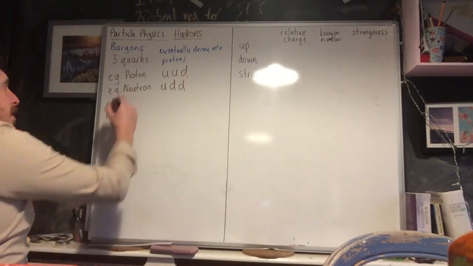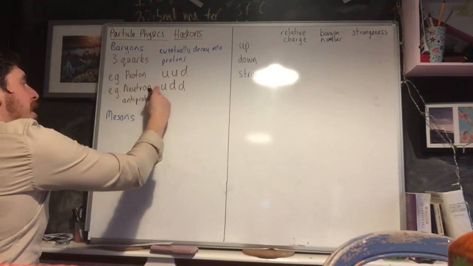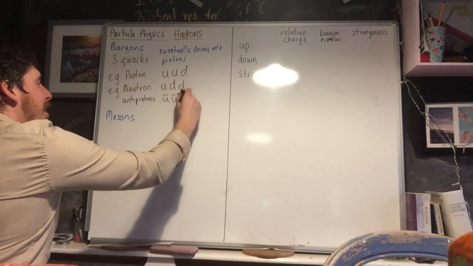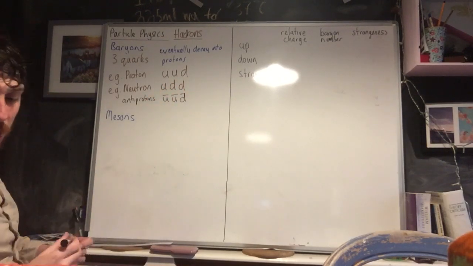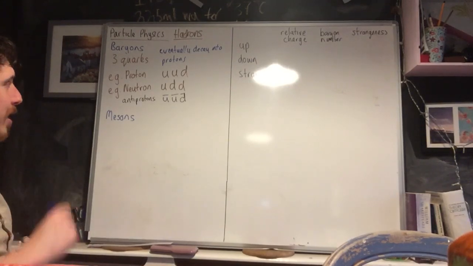You do also get antiprotons, and all it is is the opposite quarks. So you'd have an anti-up, an anti-up, and an anti-down. Now, I've talked to you about quarks. Let's go through what these are.